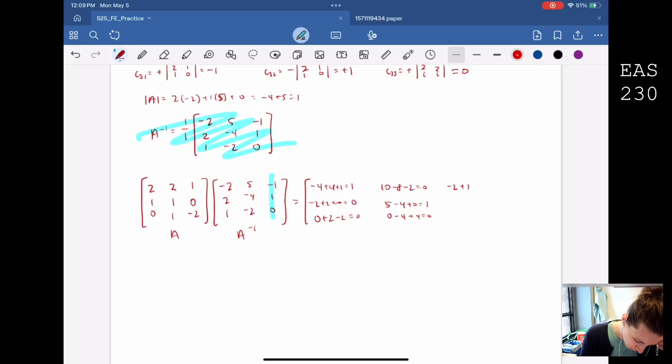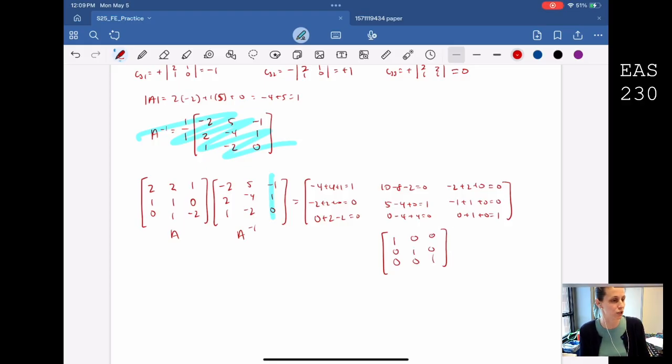So negative 2 plus 0 gives me the 0. Next one, negative 1 plus 0 gives me the 0. And 0 plus 1 plus 0 gives me the 1. So here I can see I get identity. So I've verified it. That's my verification.